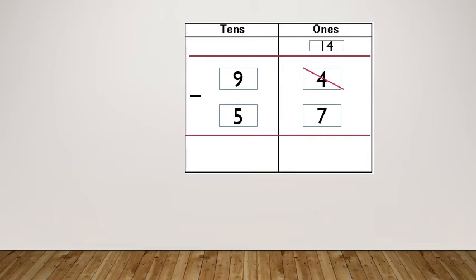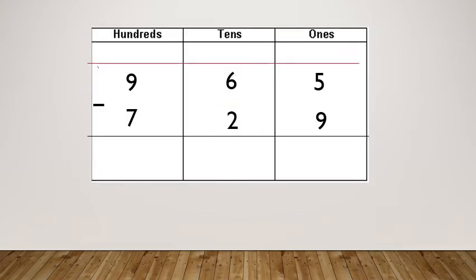After giving 1 tens, 9 tens become 8 tens. Now subtract the ones. 14 minus 7 and the answer will be 7. Now subtract the tens column. 8 minus 5 and the answer will be 3.